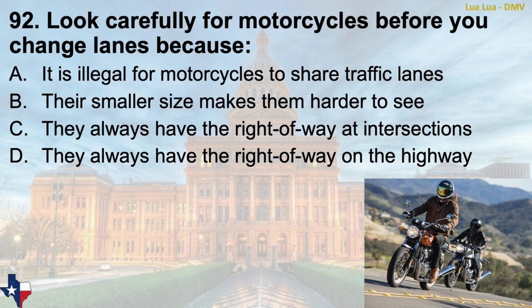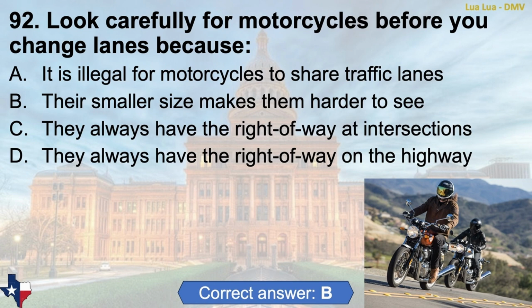Question 92. Look carefully for motorcycles before you change lanes because A. It is illegal for motorcycles to share traffic lanes. B. Their smaller size makes them harder to see. C. They always have the right-of-way at intersections. D. They always have the right-of-way on the highway. The correct answer is B. Their smaller size makes them harder to see.